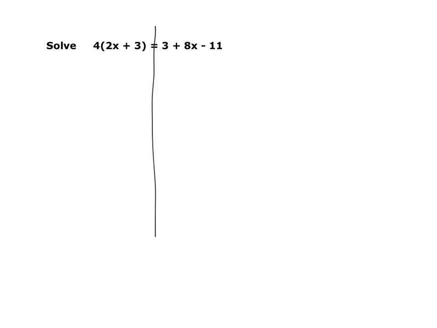So when I look at this, the first thing I want to do is distribute. So I have 4 times 2x, which is going to give me 8x, and then 4 times 3 is 12. So on the left side we have 8x plus 12. On the right side, I'm going to combine like terms. I only have positive 8x, so I'm going to put positive 8x. And then here I have 3 minus 11, or 3 plus negative 11, depending on how you look at it, which gives me a negative 8.